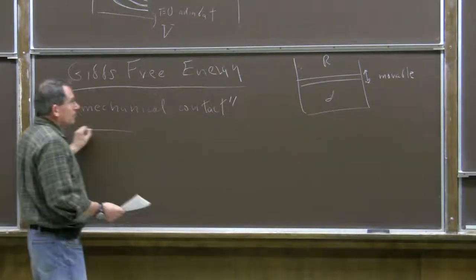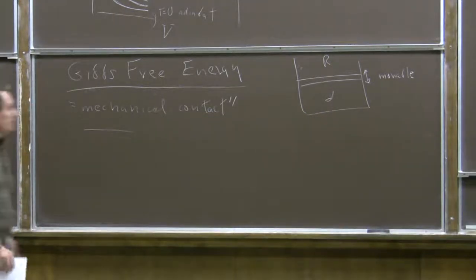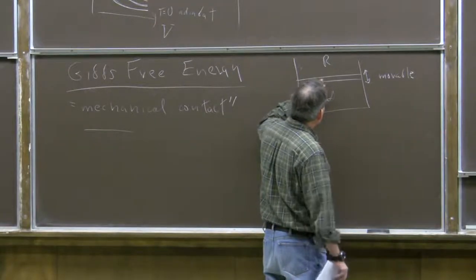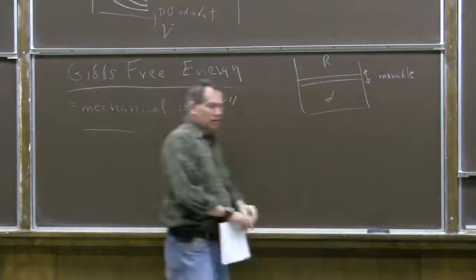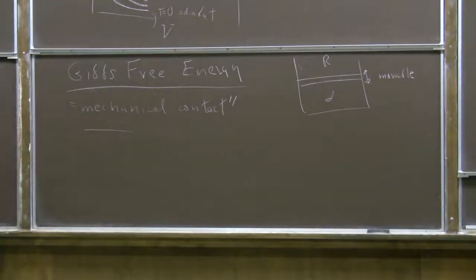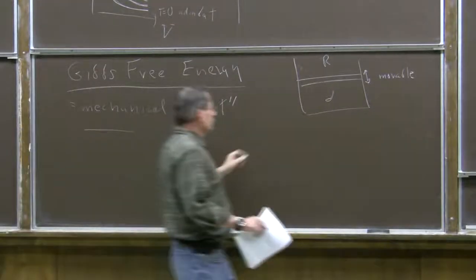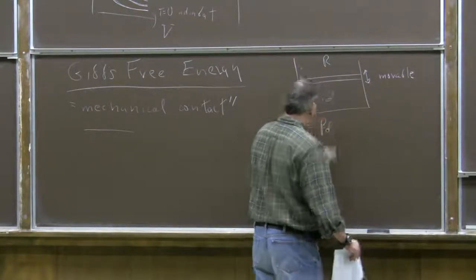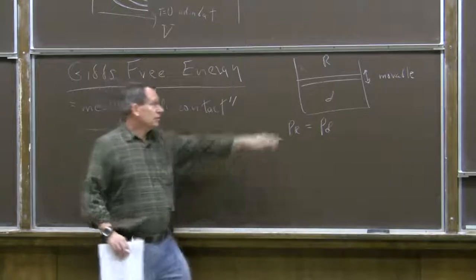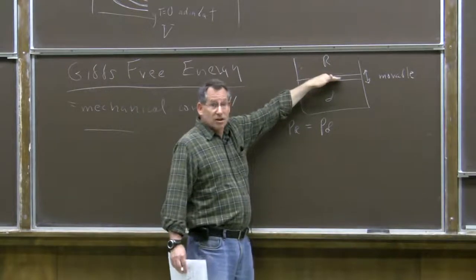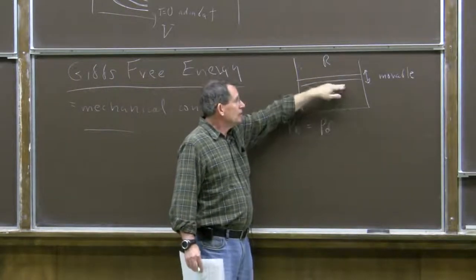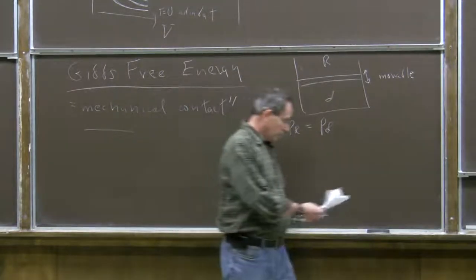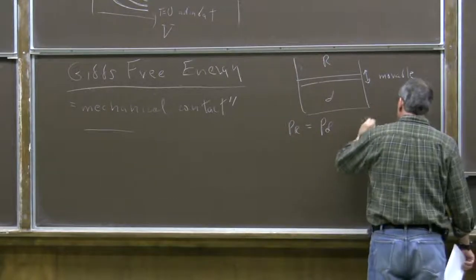So if the reservoir has some fixed pressure, when the system and reservoir come to mechanical equilibrium, the pressure of the reservoir in general will be equal to the pressure of the system, so that the force acting on the movable boundary between the two exerted by the system is balanced by the force exerted by the reservoir. That's the condition for mechanical equilibrium.